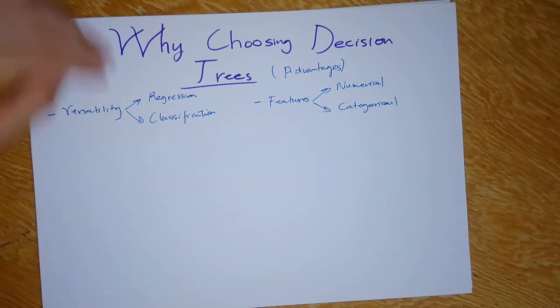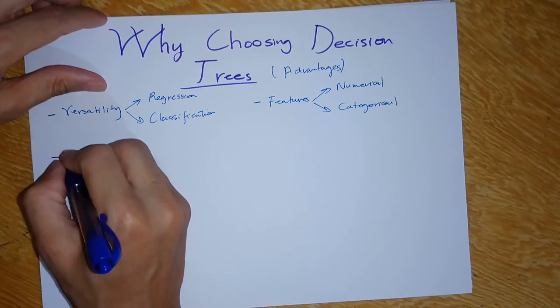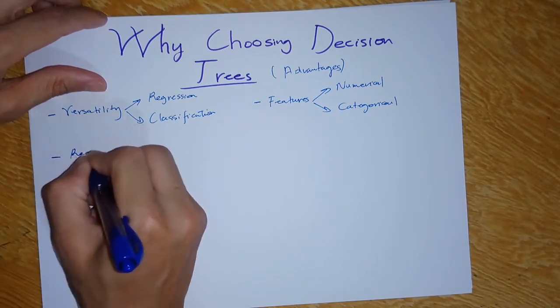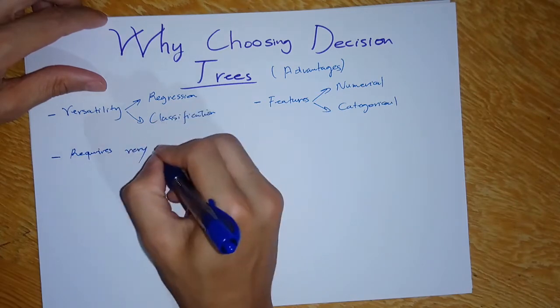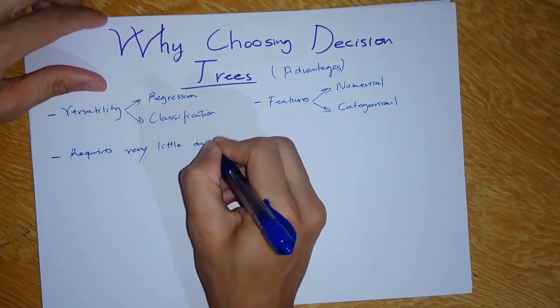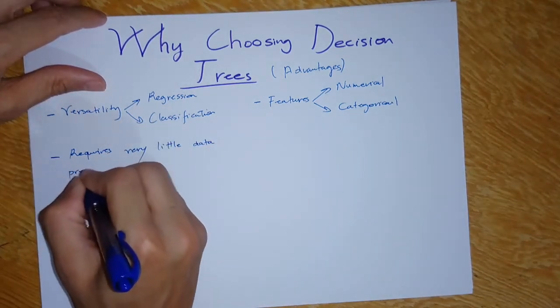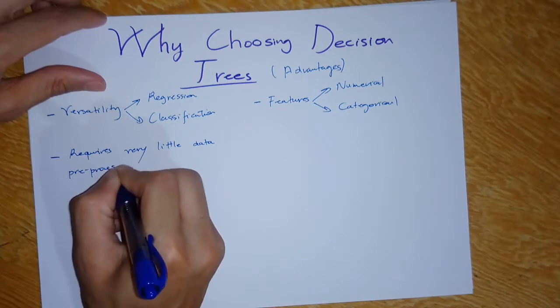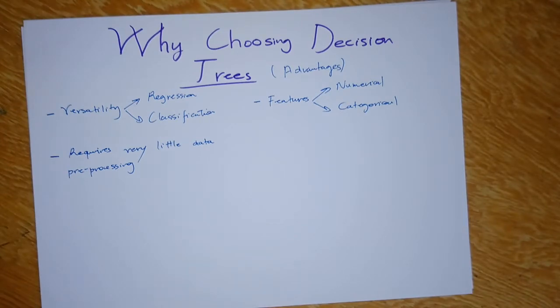Another advantage is that decision trees require very little data preparation or pre-processing. So it does not require things like feature scaling or centering, etc.